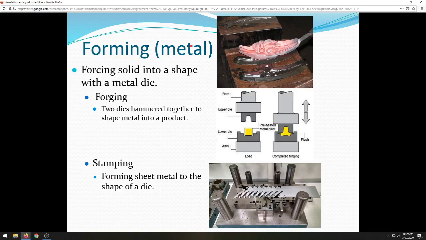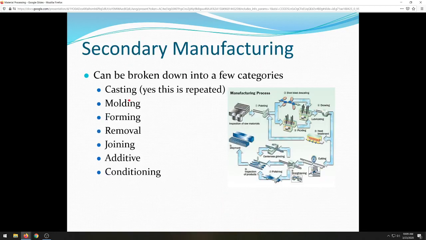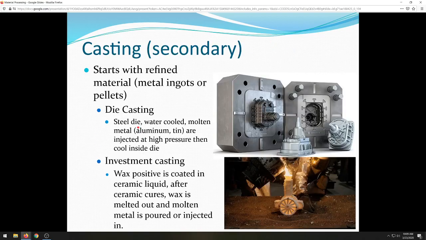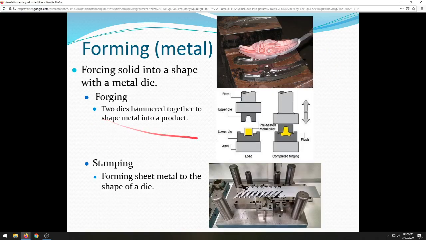Okay, so then let's look at forming. If we go back just a little bit, we're going to look at our secondary. So we talked about casting and molding. Now we're looking at forming. So forming for metal, and we're going to talk about forming for plastic separately.